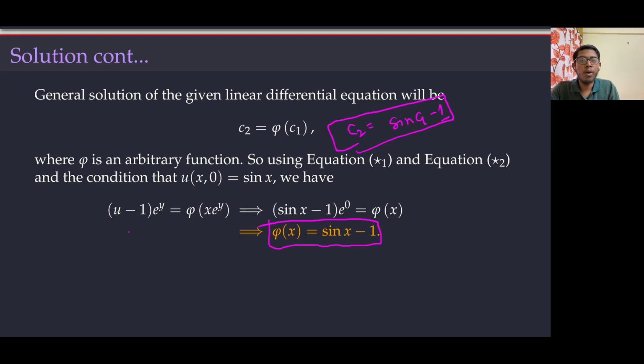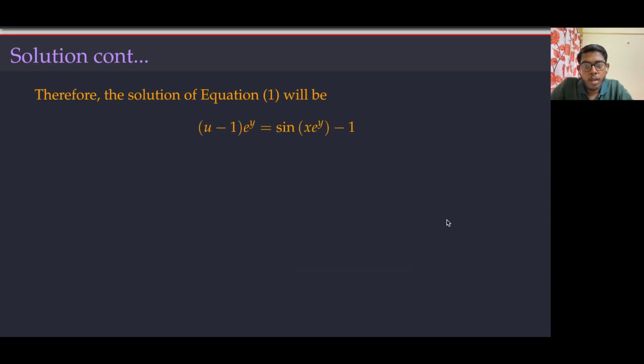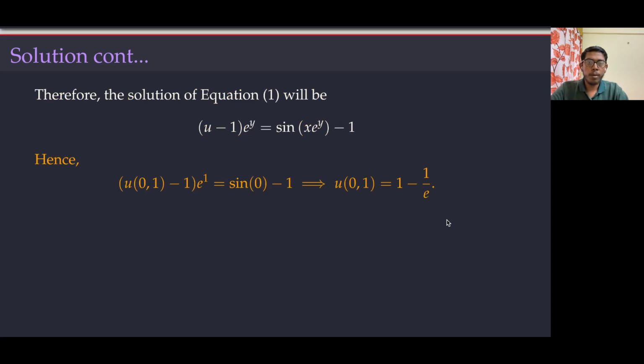This is the condition. Now I just use this. I'll put (u minus 1) e to the power y equals phi of x, so sin of (x e to the power y) minus 1. Now we need to determine the value at (0,1). So I'll put x equals 0, y equals 1. So (u(0,1) minus 1) e to the power 1 equals sin 0 minus 1, and sin 0 vanishes.